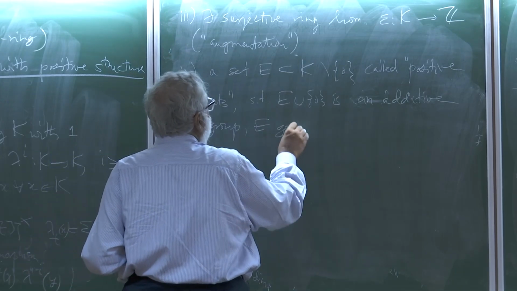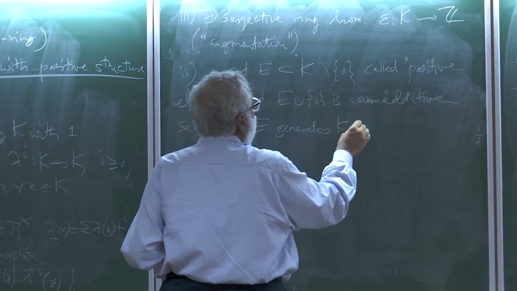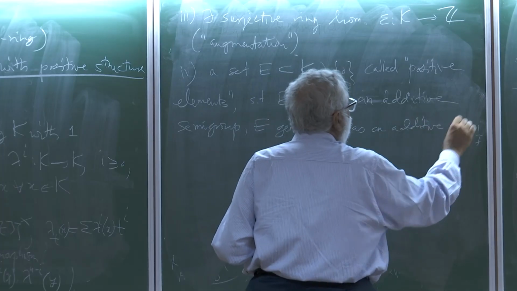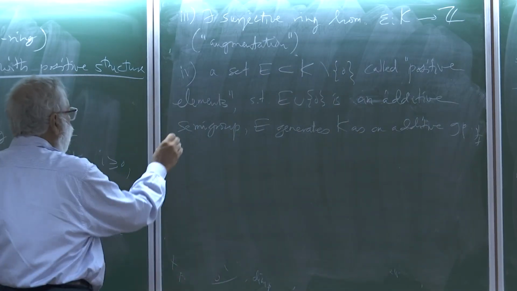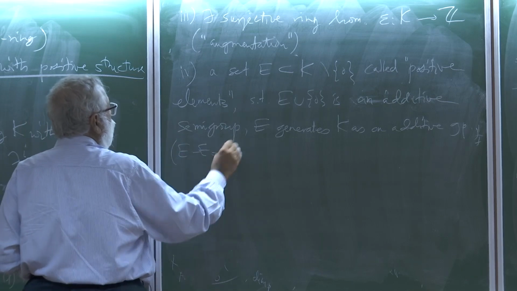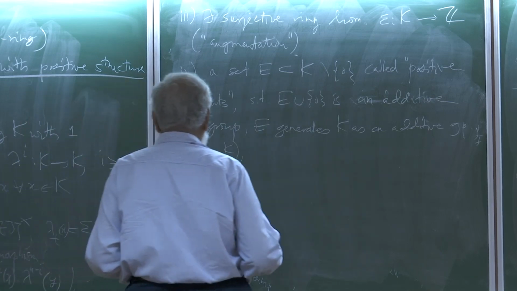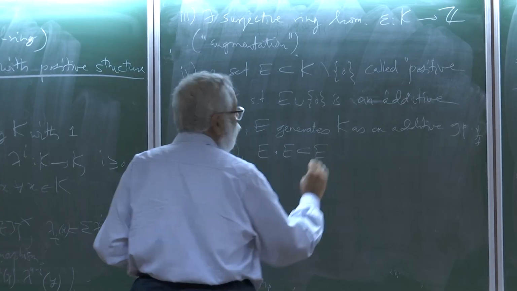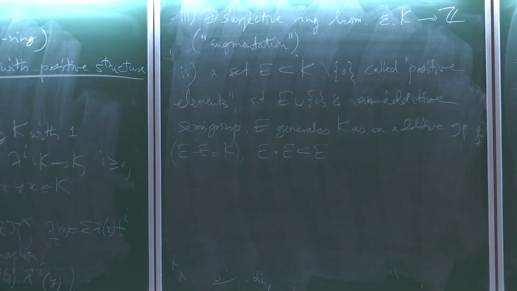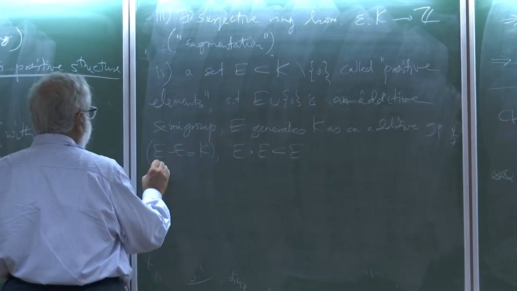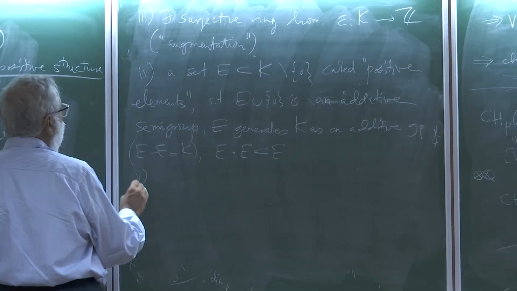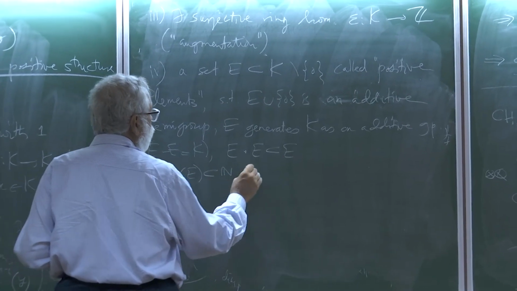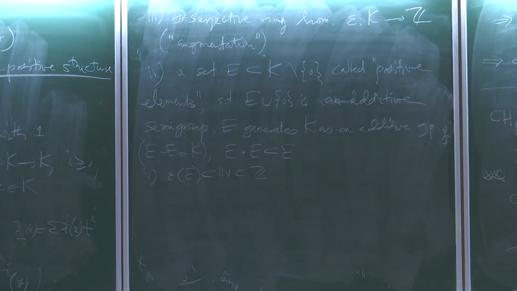E generates K as an additive group, that is E minus E equals K. E dot E is contained in E, so E is also closed under multiplication. And fifth, epsilon of E is contained in the natural numbers, the strictly positive integers.